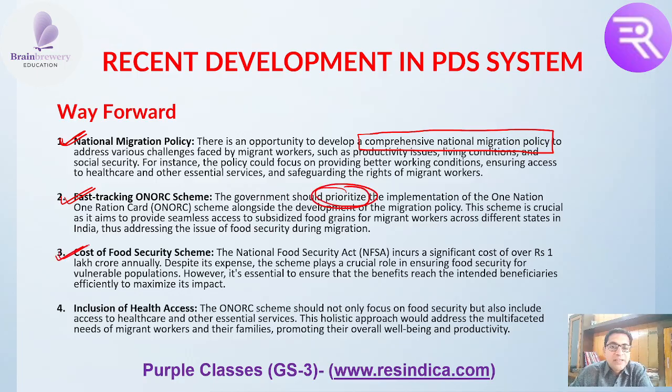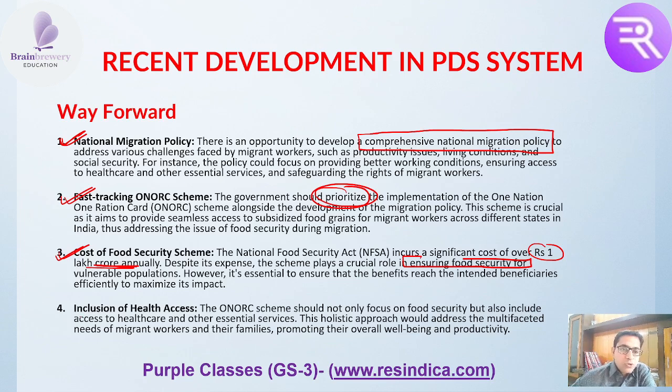Then the cost of the food security scheme. We know that it incurs a huge cost of around 1 lakh crore rupees annually, and if there is another entitlement, it adds on to that. So this scheme is highly costly for the government, but there is a very important thing we are getting, which is ensuring food security for the vulnerable population. At the same time, we have to make sure that we prevent leakages and pilferages, and that all beneficiaries get a proper supply of food grain efficiently, maximizing their input.